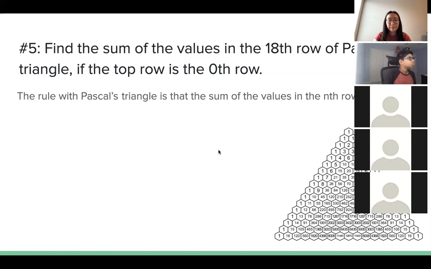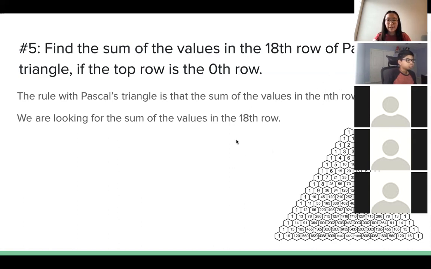Yeah, that's exactly right. We're looking for the sum of the values in the 18th row. The nth row just means what number row, so we have the 18th row. If n equals 18, we put that into our formula, 2 raised to the n power, and 2 to the 18th equals this number.